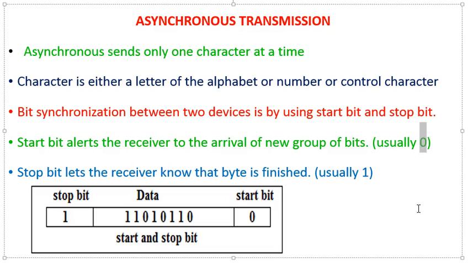Then when the data has finished going, it will send the stop bit, which is usually 1. The moment it sees this after receiving the main data, it knows that yes, this character has come to an end. Then it will wait for another start bit, which is 0, to tell the receiver that yes, a new signal is coming, and the next one should give us the end of that.